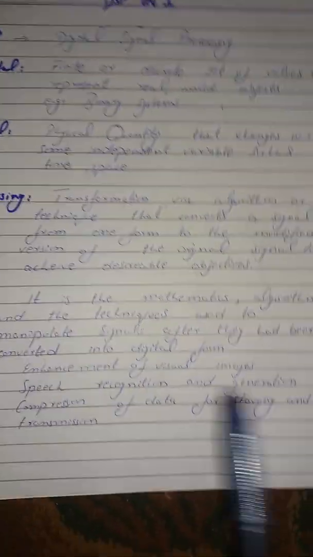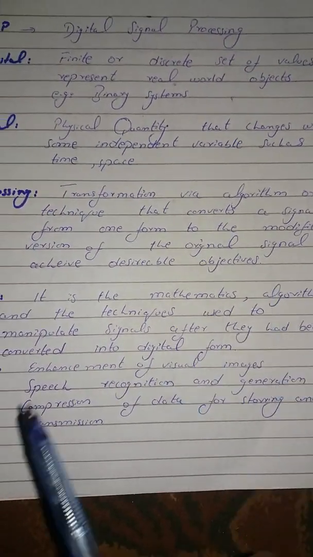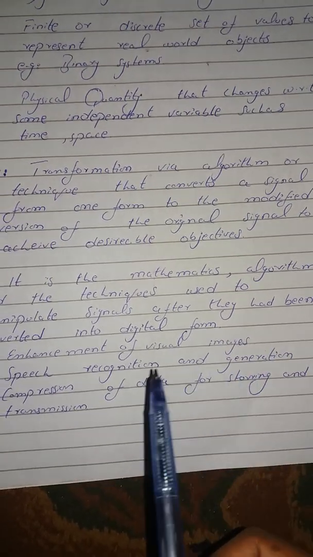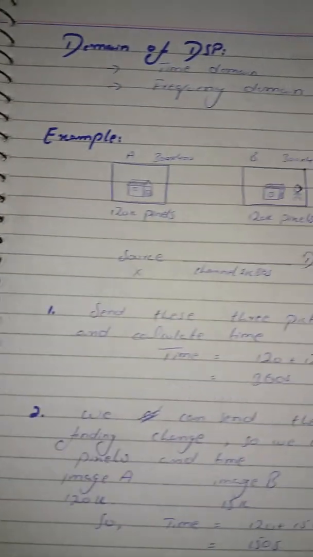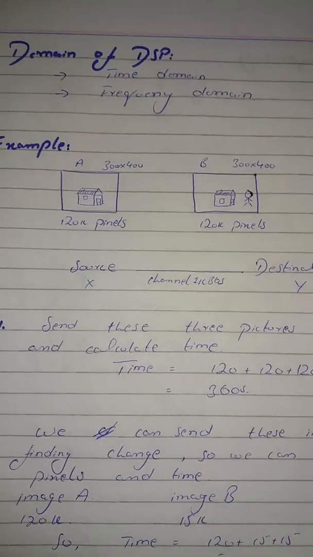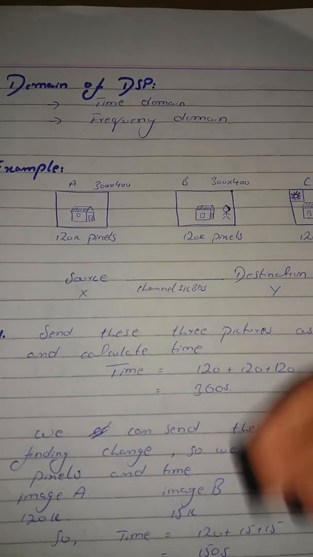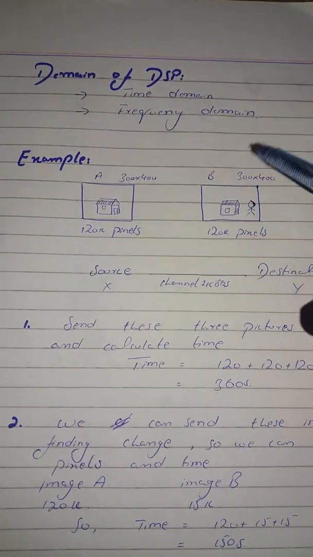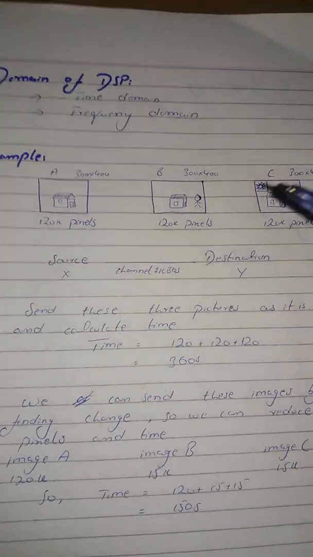For example, we can use DSP for enhancement of visual images, speech recognition and generation, and compression of data for storing and transmission. And we have two domains, that is the frequency domain and the time domain. Let's consider an example for DSP.